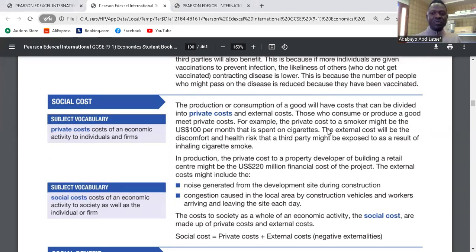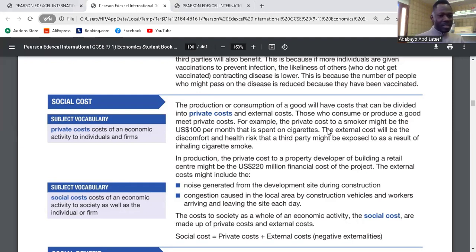For example, the private cost of a smoker might be the $100 per month that is spent on cigarettes. The external cost will be the discomfort and health risk that a third party might be exposed to as a result of inhaling cigarette smoke. So look at how social costs work here. Smoking cigarettes has both private and external cost, which combines to social cost.